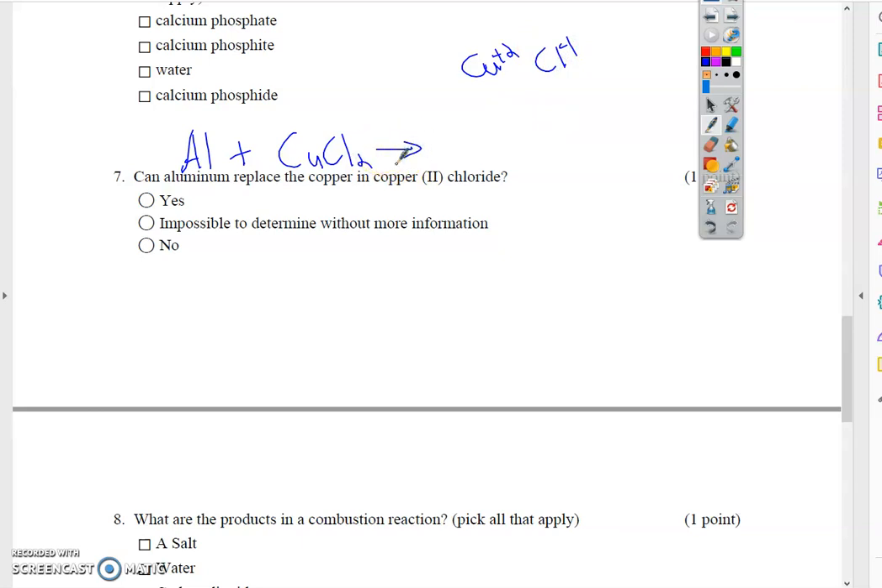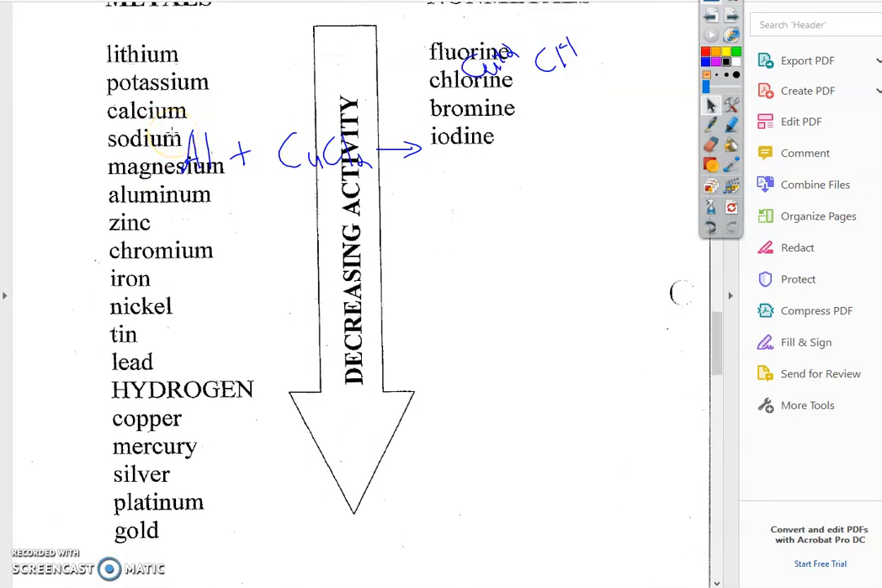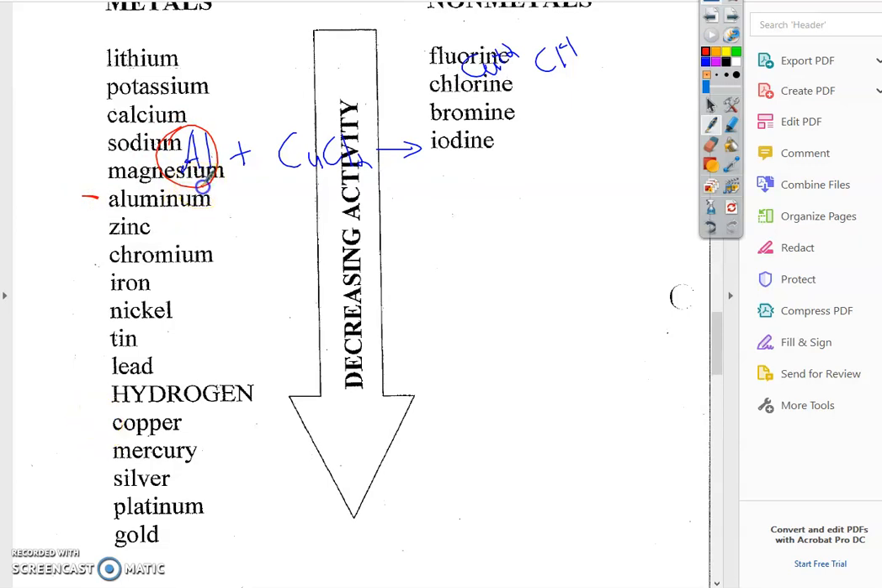It's asking if that reaction would occur. For you to figure out if that reaction is going to occur, you have to look at the reference packet. For a reaction like this to occur, the element that's by itself, in this case the aluminum, has to be higher on the list than the copper. The aluminum is right here, and the copper's down here. What it's telling us is that the aluminum is reactive enough to take the place of copper. If it was copper plus aluminum chloride, that reaction wouldn't happen.